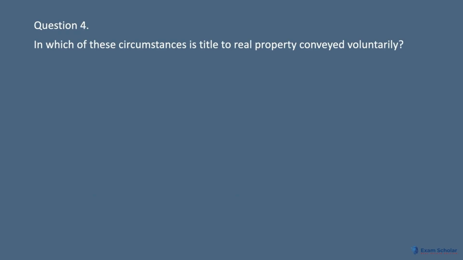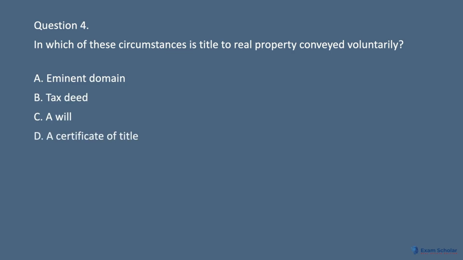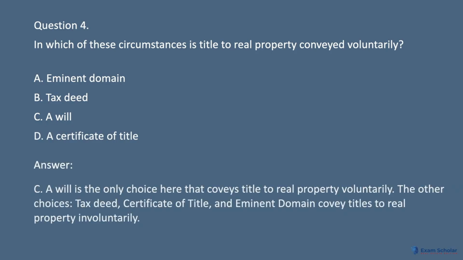Question 4. In which of these circumstances is title to real property conveyed voluntarily? A. Eminent domain. B. Tax deed. C. A will. D. A certificate of title. Answer. C. A will is the only choice here that conveys title to real property voluntarily. The other choices, tax deed, certificate of title, and eminent domain convey titles to real property involuntarily.